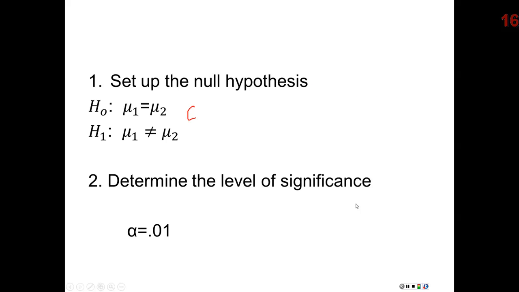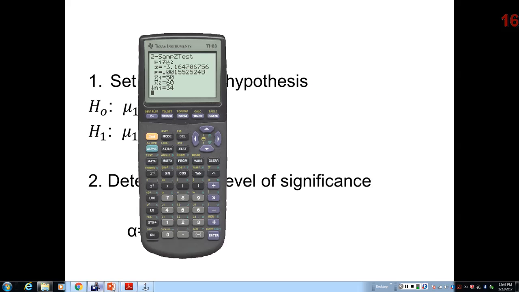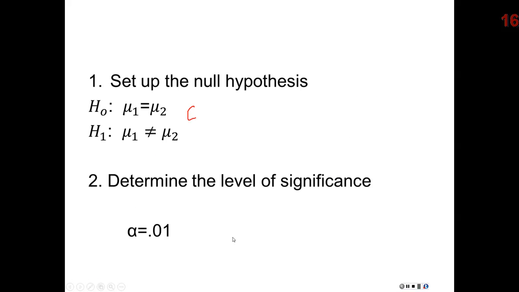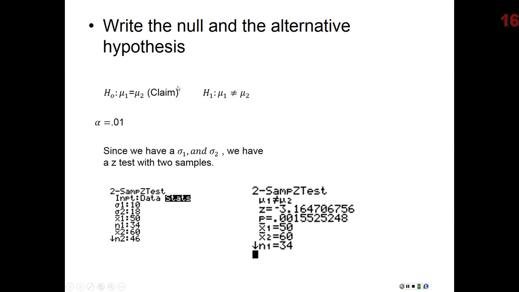So my p is low. If I remember, my p is below that 0.01. My p is 0.001, and 0.001 is less than 0.01. So we reject the null. We cross the null out. So what that means is that our next step is going to be saying, well, we rejected the null.